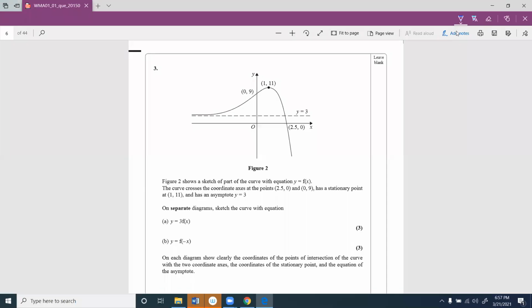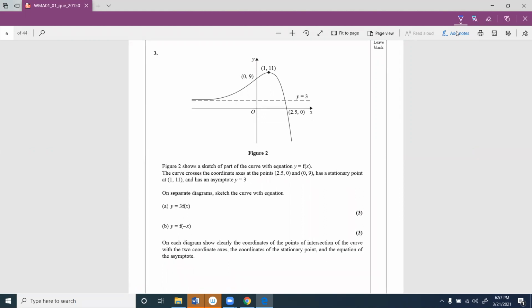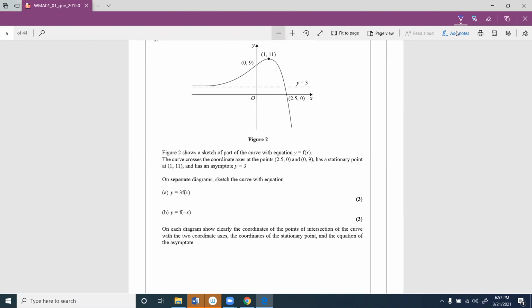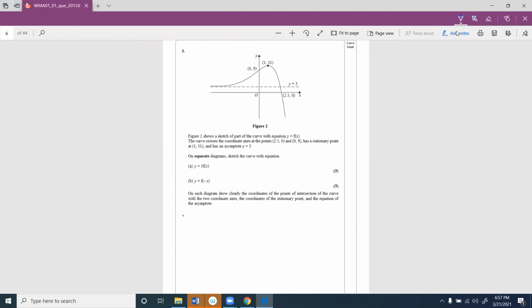If you come up with this question today, here it's a transformation of the graph. On a separate diagram, sketch the graph with y equals 3f(x). So here you can see the 3 is totally outside the function, meaning it affects the y-axis. That means all the y coordinates are multiplied by 3. Therefore, you can see the asymptote y equals 3 turns into y equals 9.